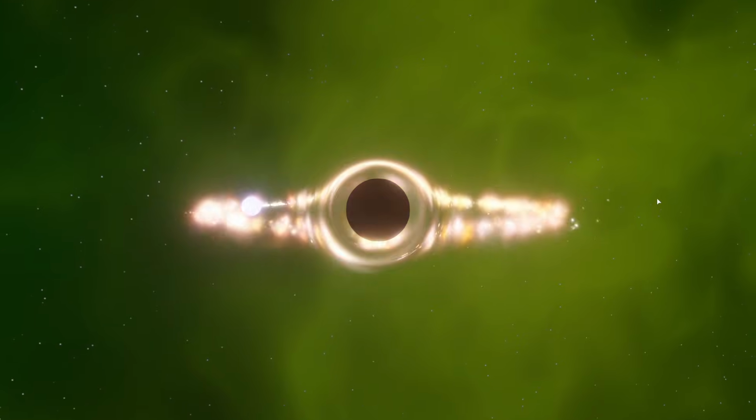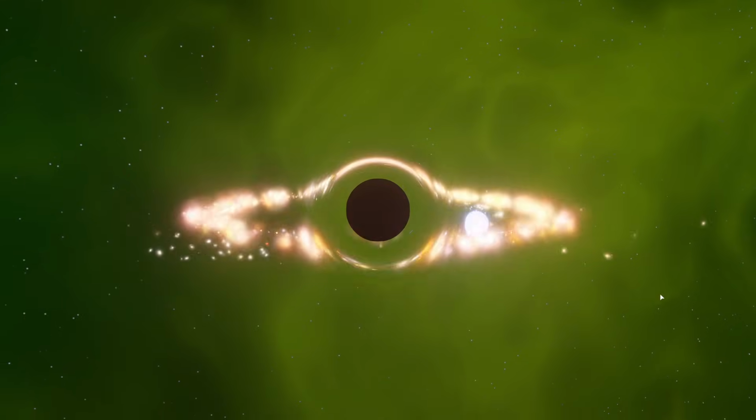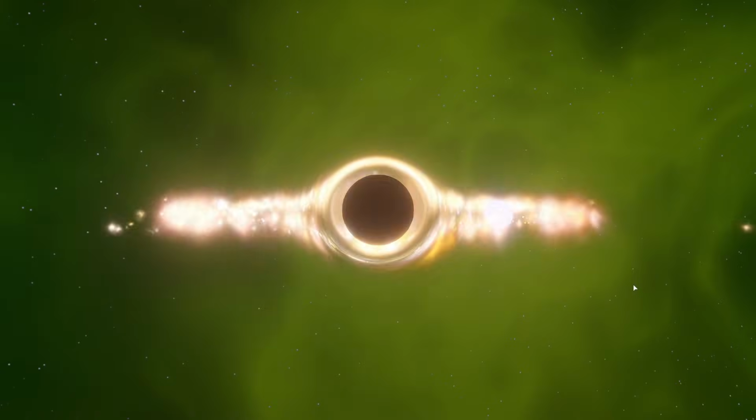Let's look at it like this again. And now the accretion disk looks even better and more saturated. Well, that's cool.